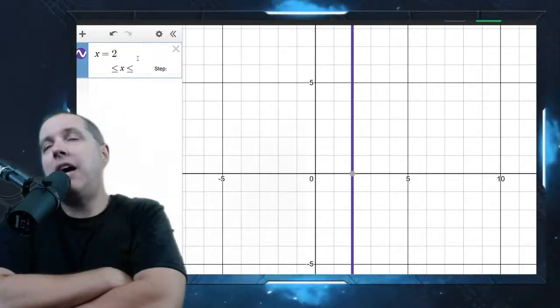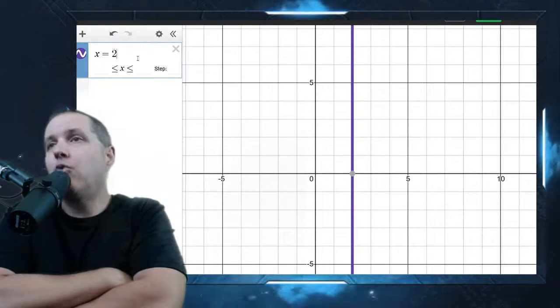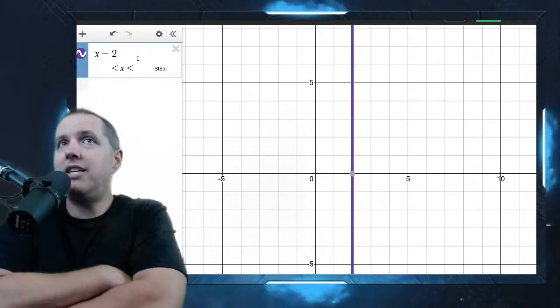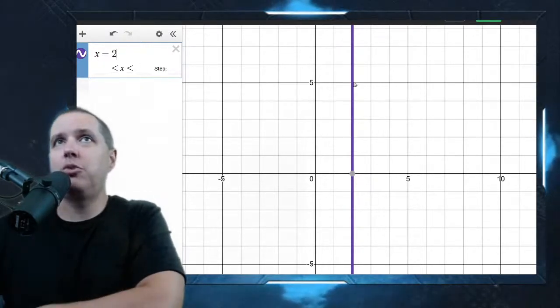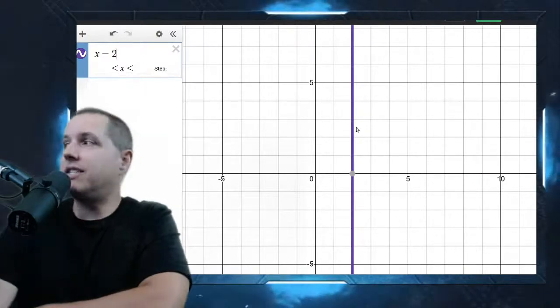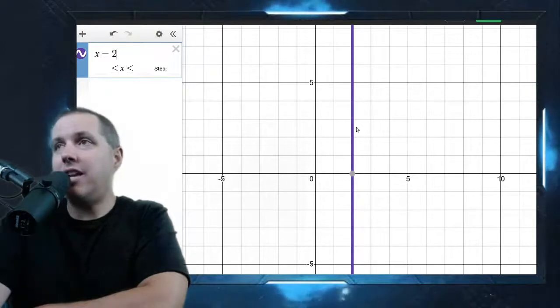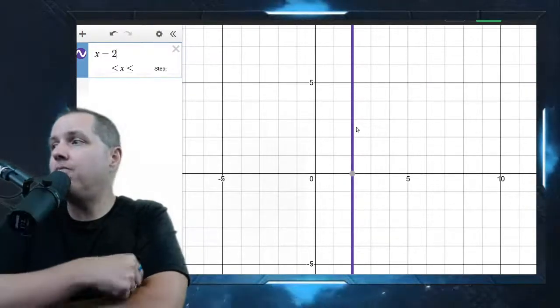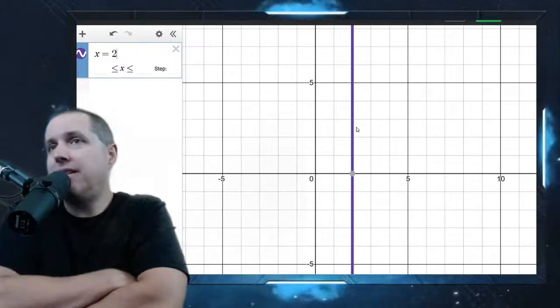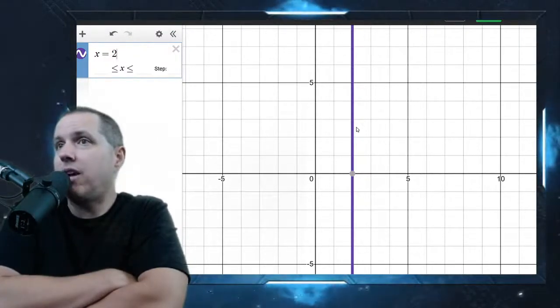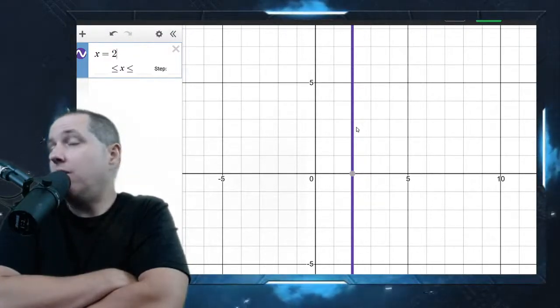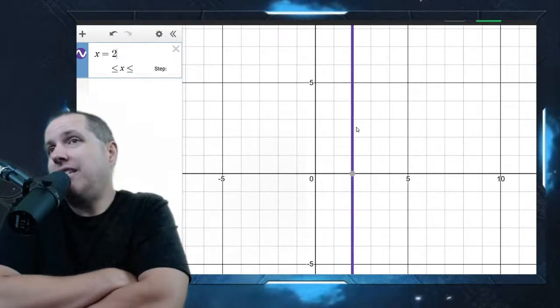It is undefined slope. The reason that we say it's undefined is if you use the slope formula on 2 points on this line, you're going to get 0 in the denominator. You cannot have 0 in the denominator because that means division by 0, and division by 0 doesn't make sense mathematically. We call that undefined. It's undefined because it's meaningless.